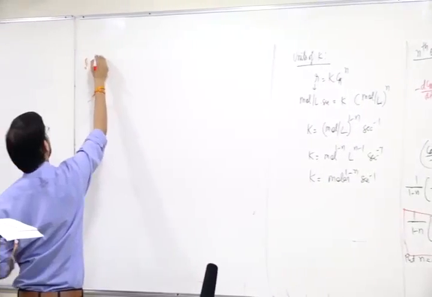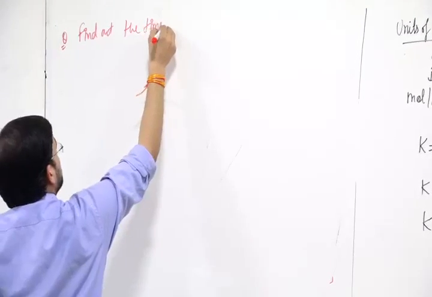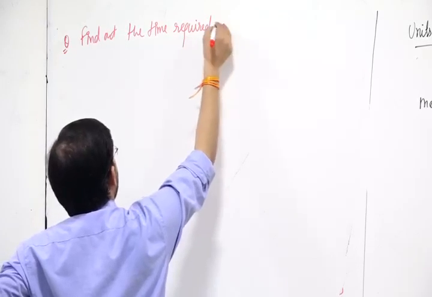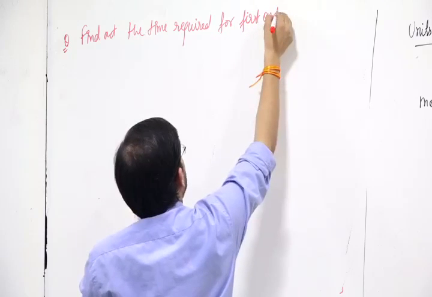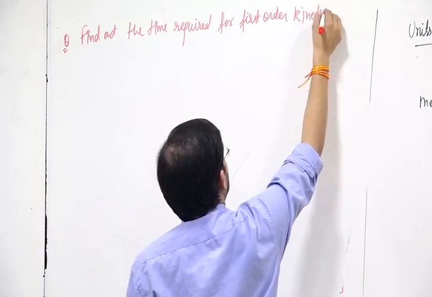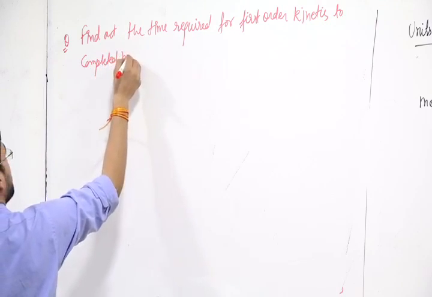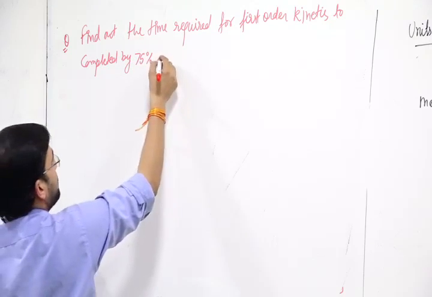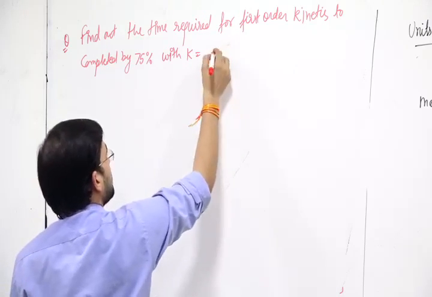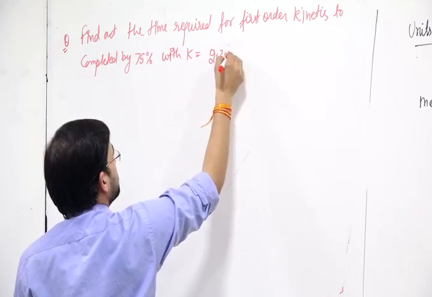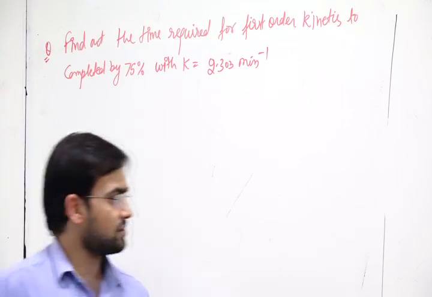So question. Find out the time required for first order kinetics to be completed by 75% with k equals 2.303 minute inverse. Solve this question once.